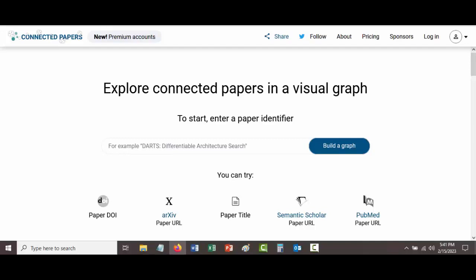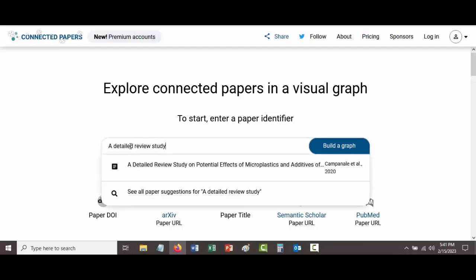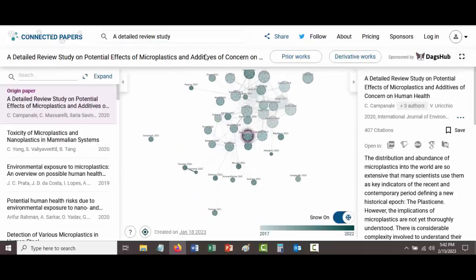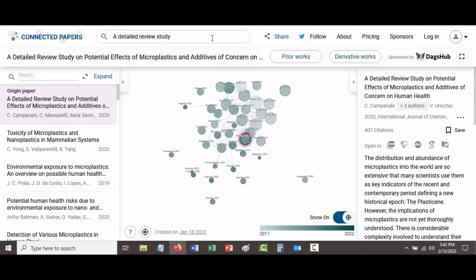Suppose I am researching microplastics' impact on human health, and I have one article that is an excellent source, called A Detailed Review Study on Potential Effects of Microplastics and Additives of Concern on Human Health. If I enter the title of that paper, Connected Papers creates a graphic of the papers its algorithm determines are related to my source paper.